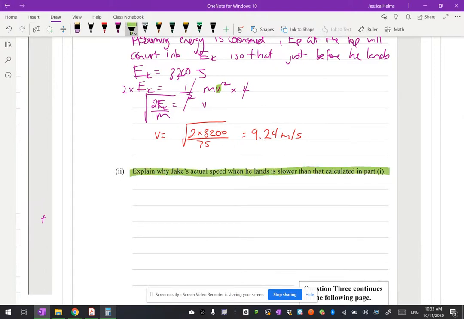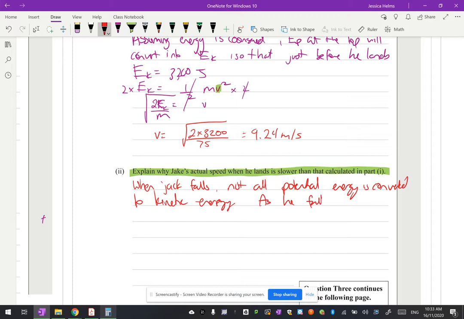All right, so the next question says, explain why Jake's actual speed when he lands is slower than that calculated in part 2. So when Jake falls, not all potential energy is converted to kinetic energy.